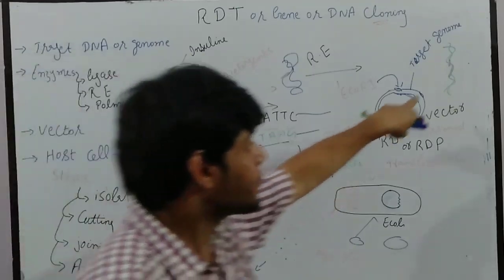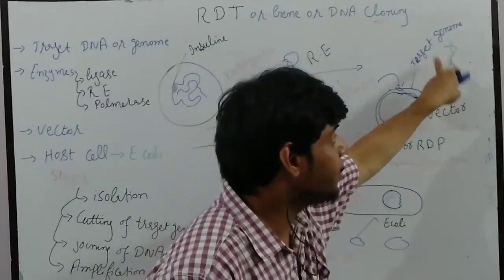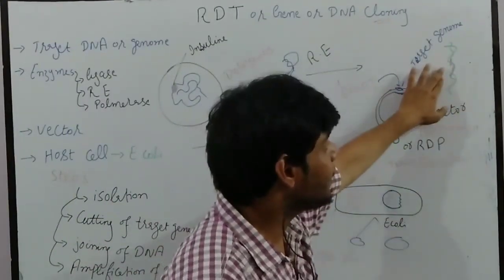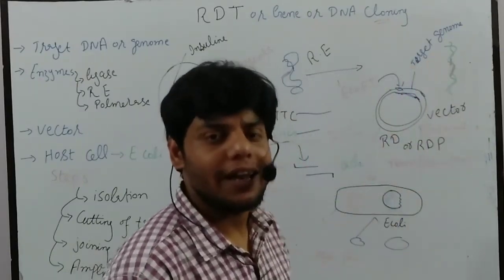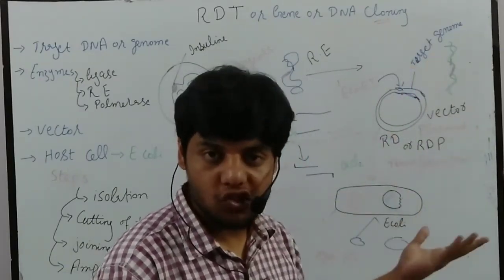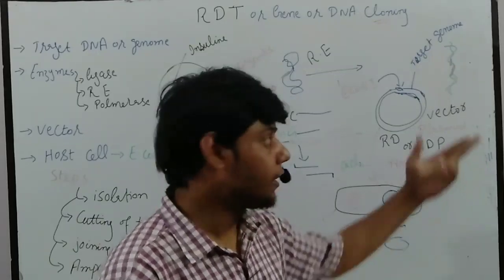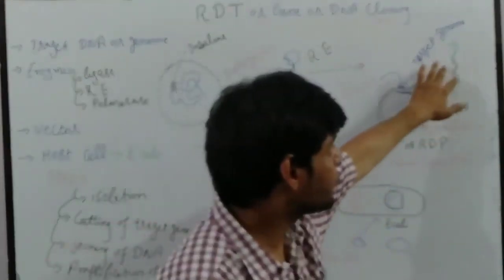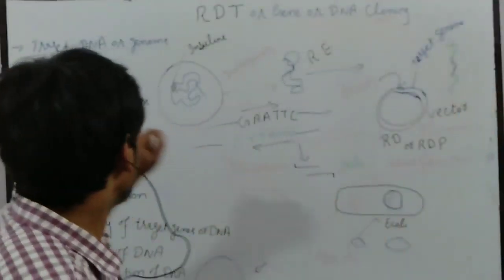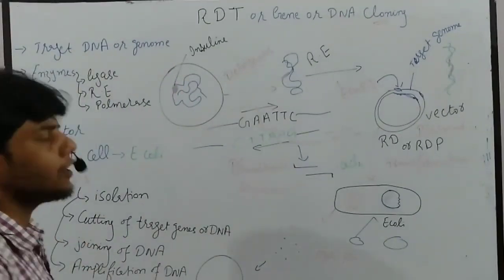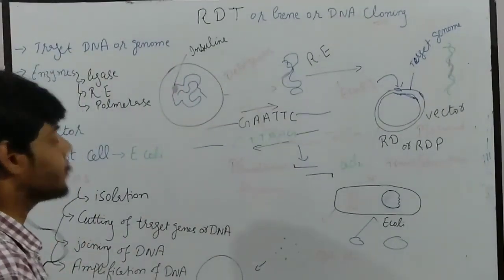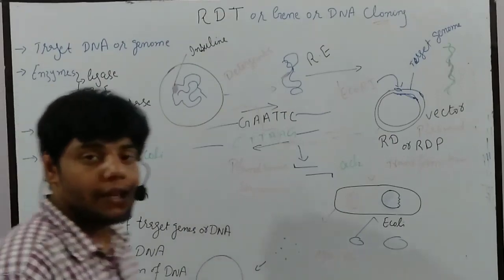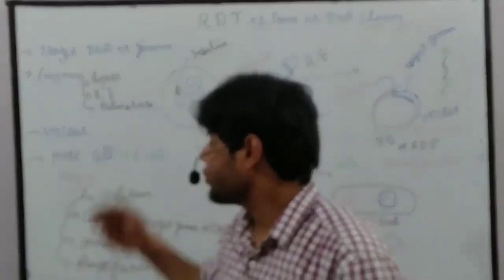Let's suppose in this case this is the DNA, and we need this one DNA. Why? Because it can carry our desired genes. Let's say in this case it can carry the insulin gene. That's why we take this one target DNA, or this is the target genome and this is the target DNA. Then we need different kinds of enzymes: ligase, restriction enzyme, and polymerase. Then we need a vector and a host cell.